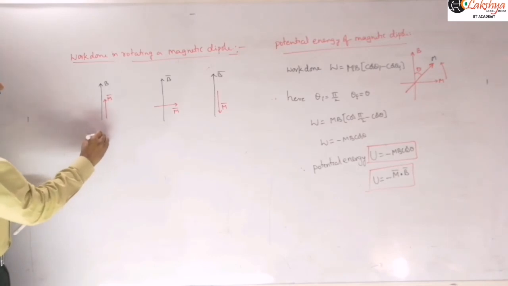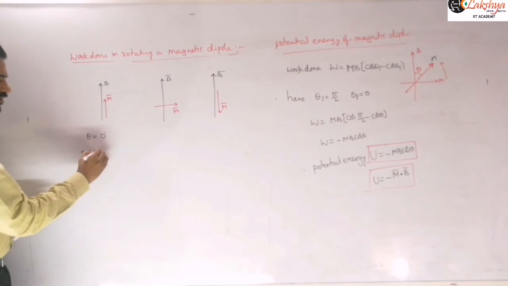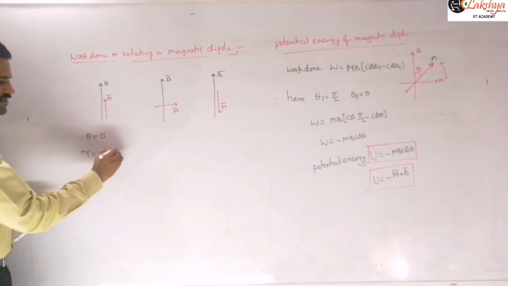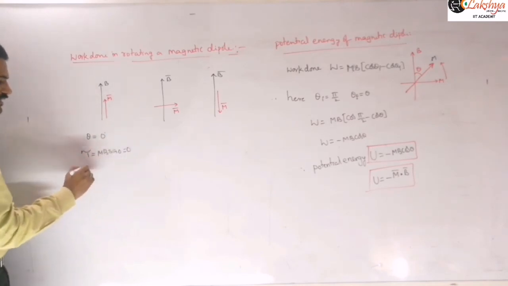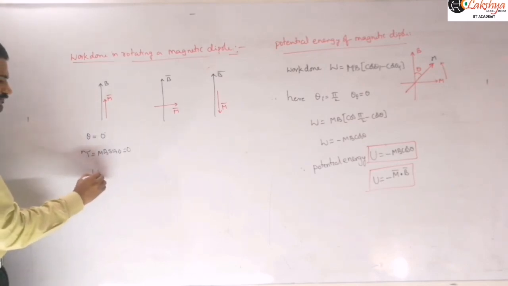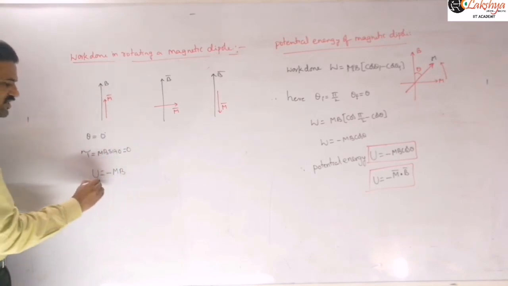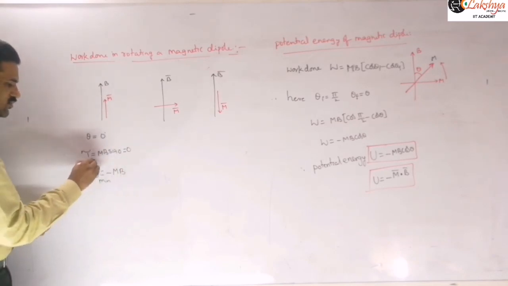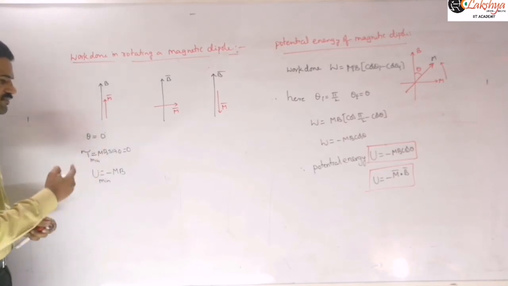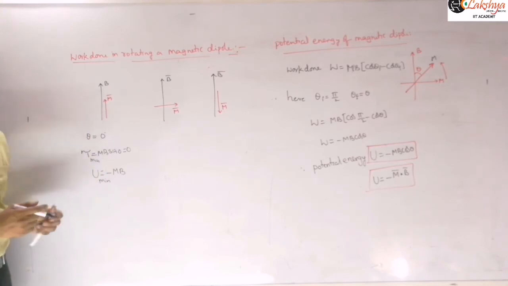is 0 degrees, and so our torque formula is mb sine 0, which is 0, and we can write the potential energy formula as minus mb cos 0. So potential energy will be minimum here, and torque is also minimum here. So this is the minimum potential energy, and the torque is 0.